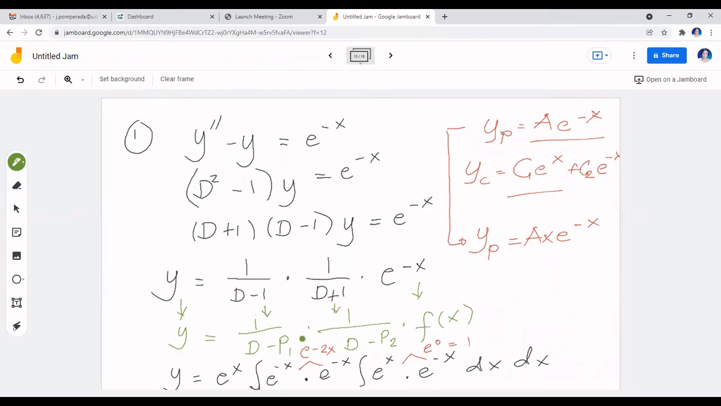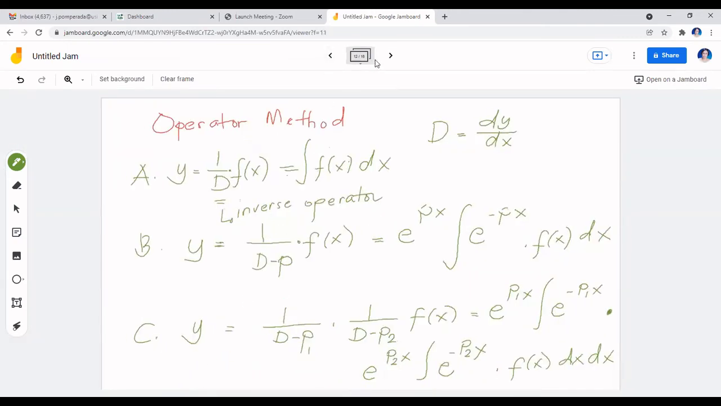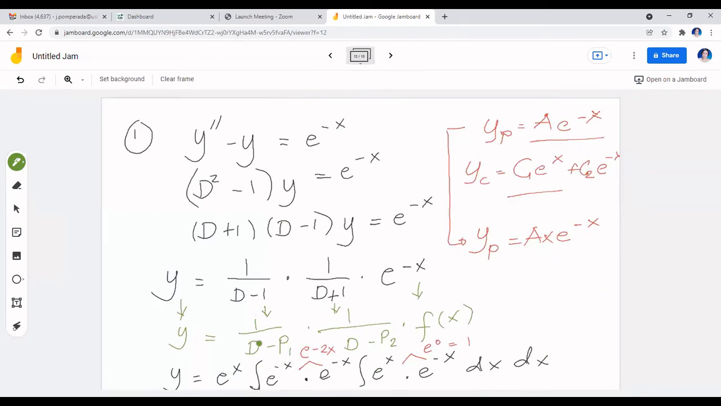Now, the formula which we will use in determining the solution of this DE is letter C, this one. Why? Because we have the two roots here. So I pointed that this one is for the y, this one is for the first 1 over d minus p1, where p1 is 1. And this is for the 1 over d minus p2, where p sub 2 is -1, because this is plus.